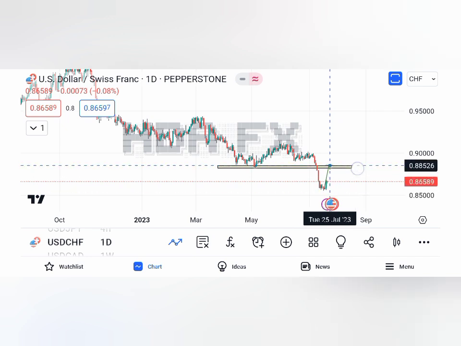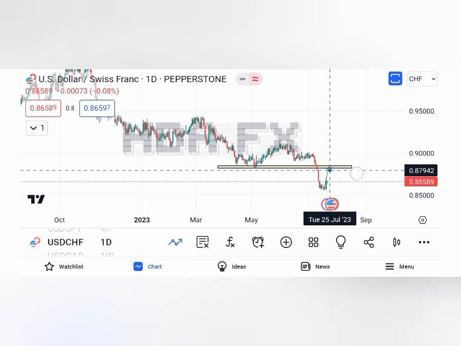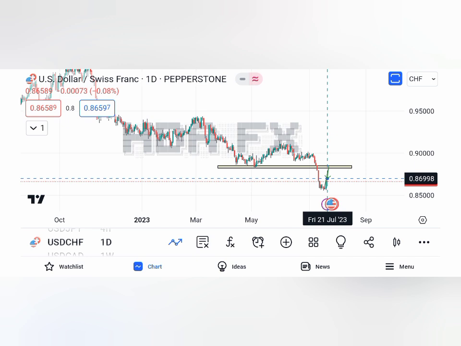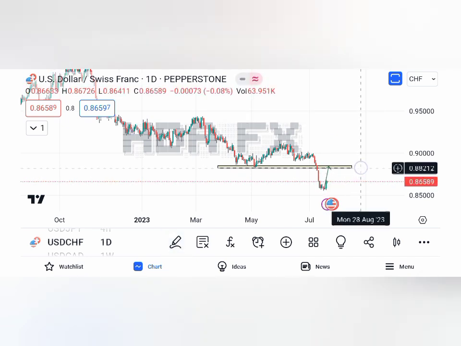But who knows? When price gets to this zone, we need to study the price action here carefully. But this coming week, I'll be expecting some bullish movement on USDCHF to this zone. I'll be expecting bullish movements to this zone this coming week on USDCHF.